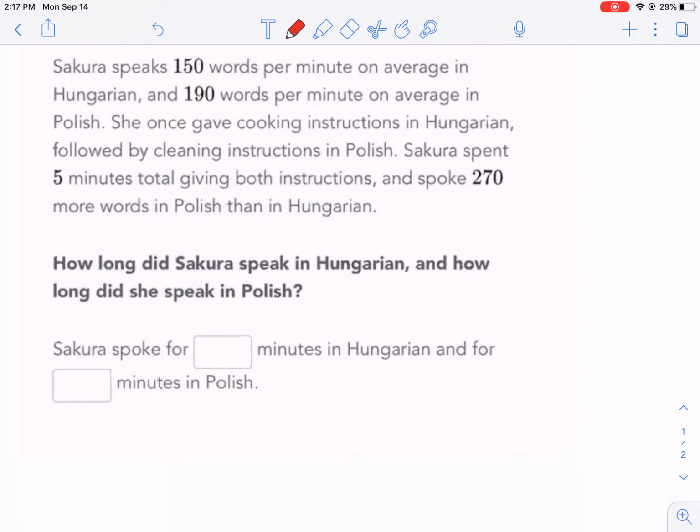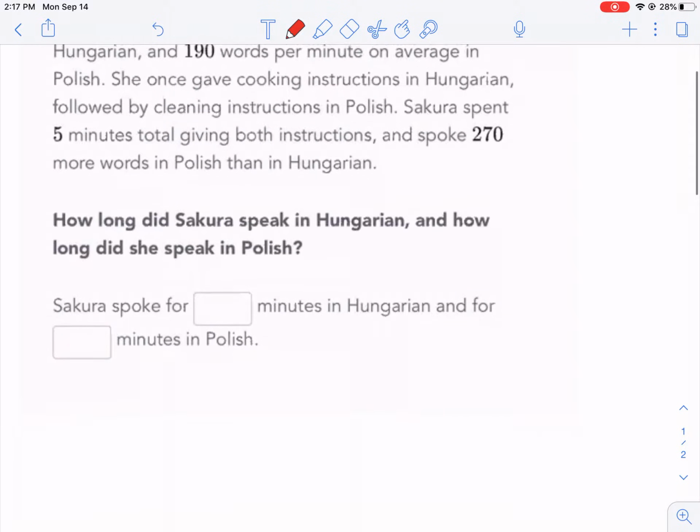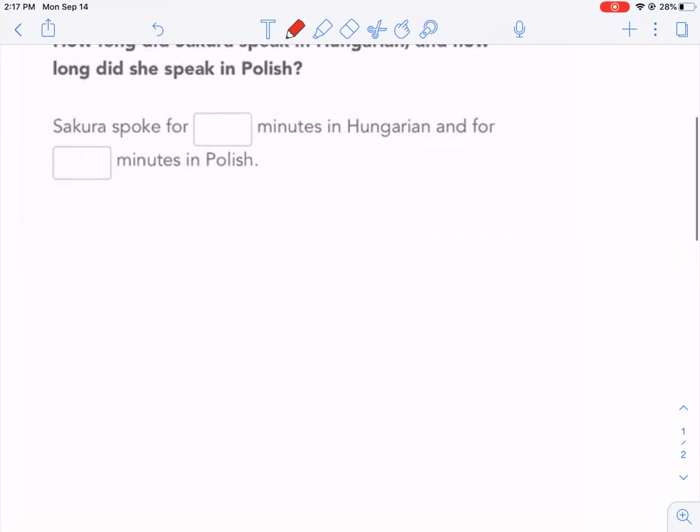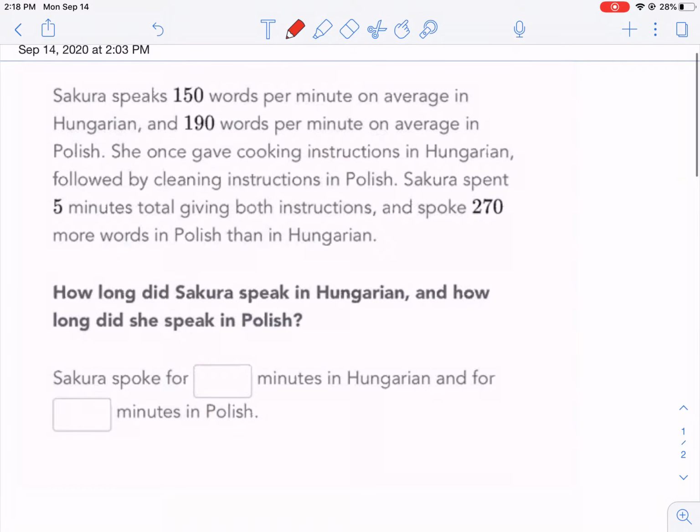Sakura speaks 150 words per minute on average in Hungarian and 190 words per minute on average in Polish. She once gave cooking instructions in Hungarian, followed by cleaning instructions in Polish. Sakura spent 5 minutes total giving both instructions and spoke 270 more words in Polish than in Hungarian. How long did Sakura speak in Hungarian and how long did she speak in Polish? This is what we need to do with this problem.